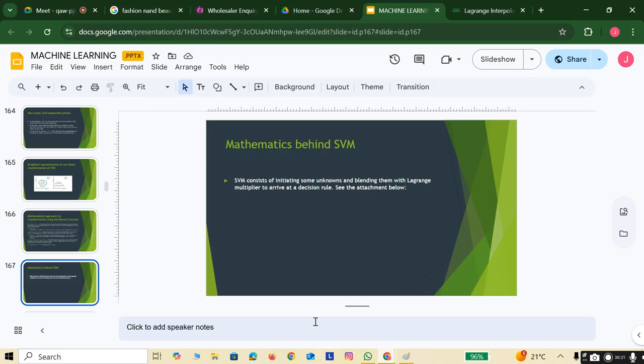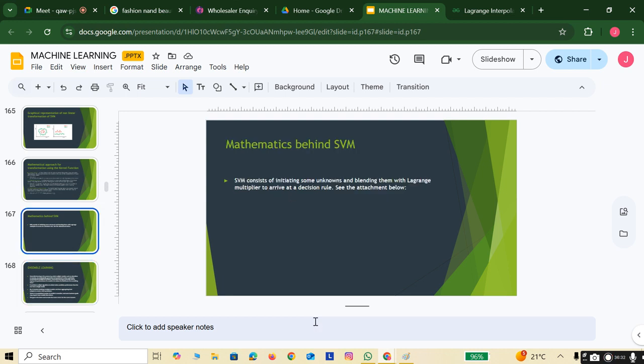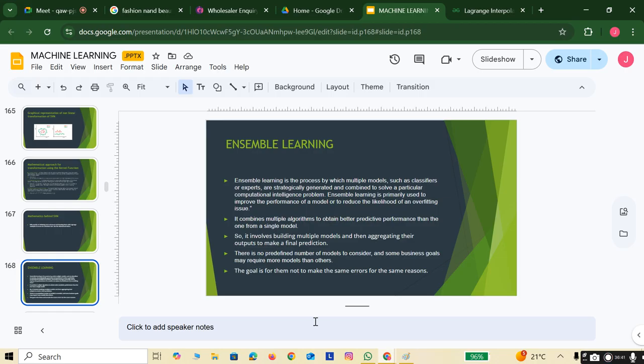SVM consists of initiating some unknowns and blending them with Lagrange multipliers to arrive at a decision rule. Oh, I didn't attach that. It was a long formula there. I will look for it and send a picture, but it's a very long formula. It is just the mathematics behind how we arrive at the hyperplane and everything. Thank God these things have been pre-coded by those who developed this SVM, so our work is just to reuse them. I guess it was his PhD project, if I can remember.